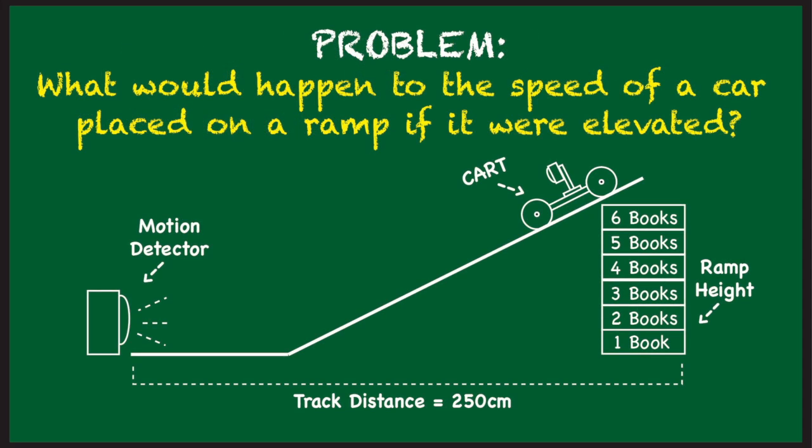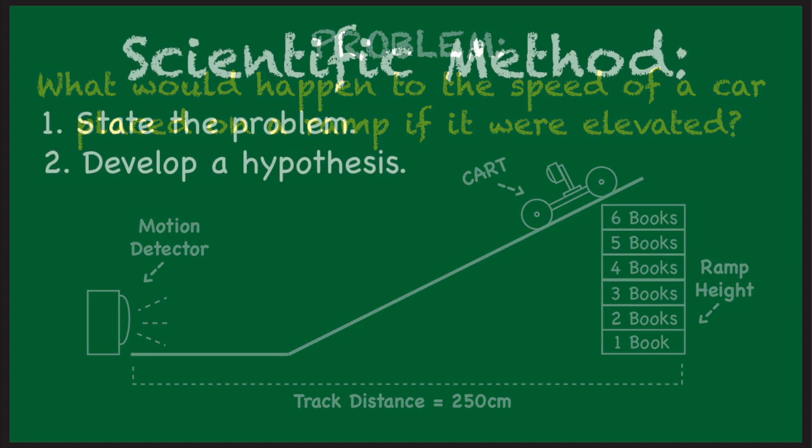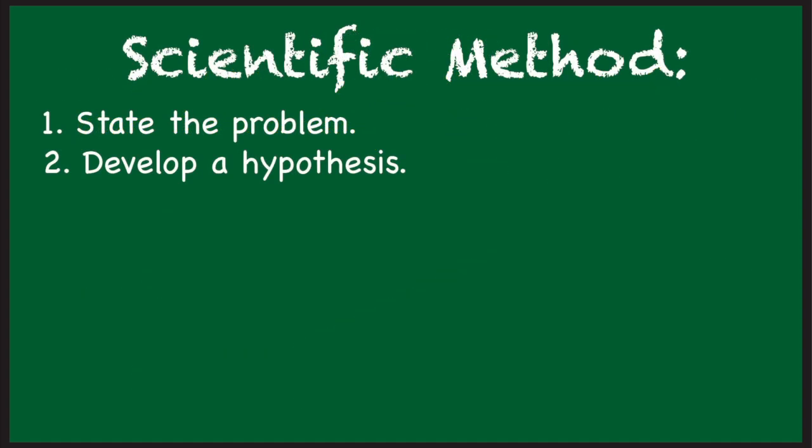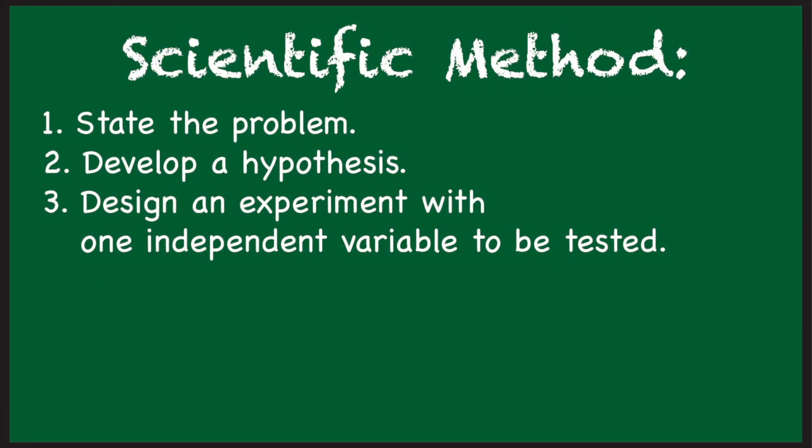Let's review the scientific method that was utilized in this experiment. The first step was to state the problem. Our problem was what would happen to the speed of a car placed on a ramp if it were elevated. Number 2 is to develop a hypothesis. A hypothesis is what you think will happen during the experimental process. In this case, the car was either going to speed up, slow down, or stay the same as we raise the ramp. Number three is to design an experiment with one independent variable to be tested.